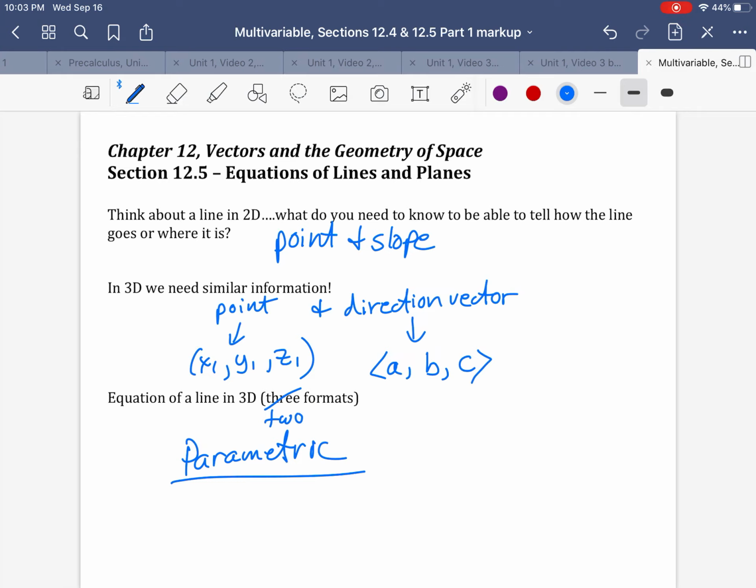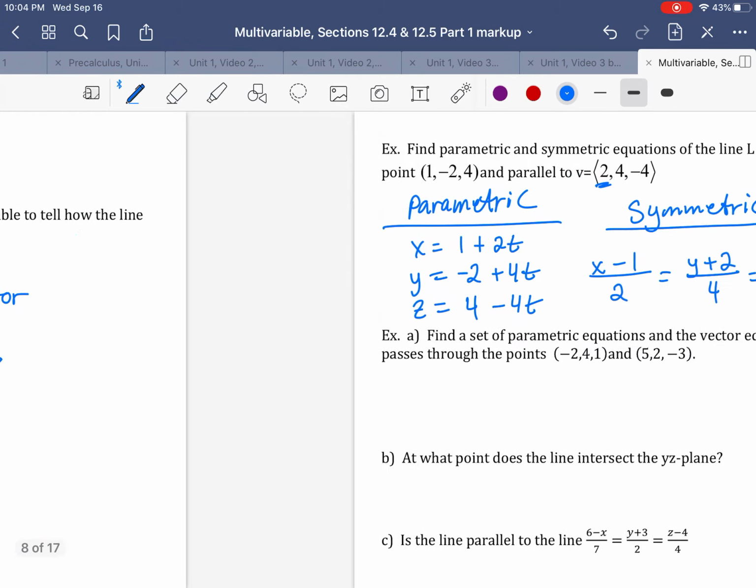So parametric form goes like this. It has x equals, y equals, and z equals. Then you put x1, the x value of the point, plus a, the direction in the x direction, times t. So t is your variable here. There's a special word for it, but I forget. It's just your variable there. Then you have y1 plus bt, and you have z1 plus ct, all right? Before I take you over to the next format, let's switch over to the next page.